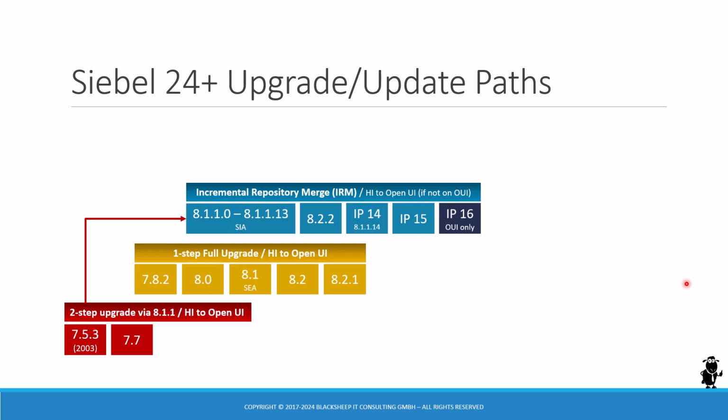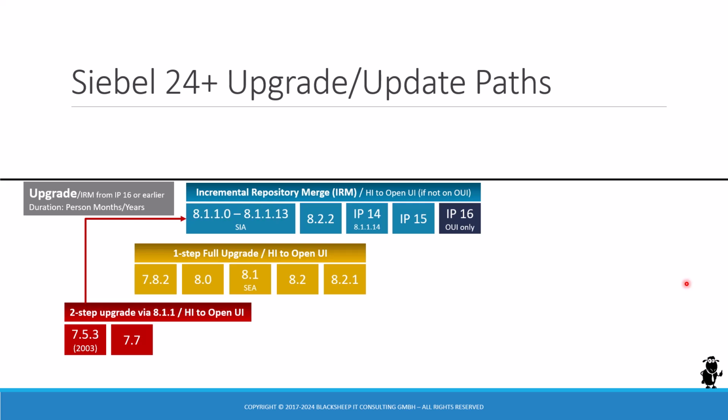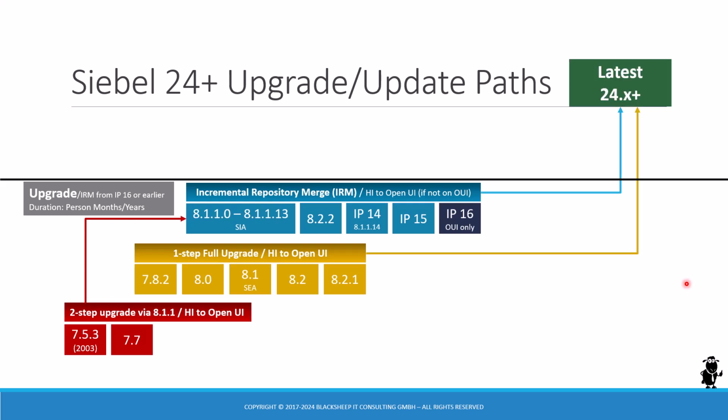All of these versions mean you have to take the upgrade path. So upgrade means you are on IP16 or earlier, and you have yet to conduct the major, the big project that is a Siebel upgrade from these versions. The duration of this project is not to be underestimated. It is measured in person months or even person years. It's a significant effort, and that separates the older Siebel versions from the modern Siebel infrastructure.